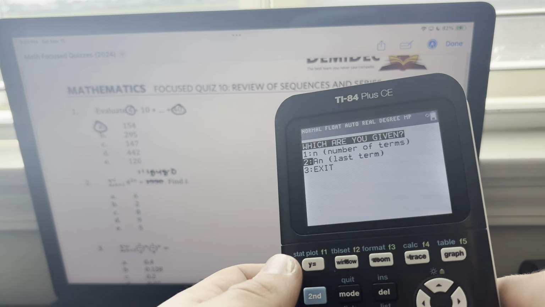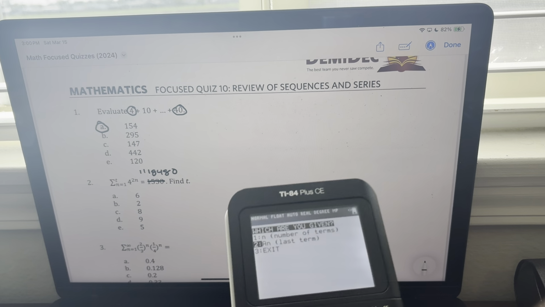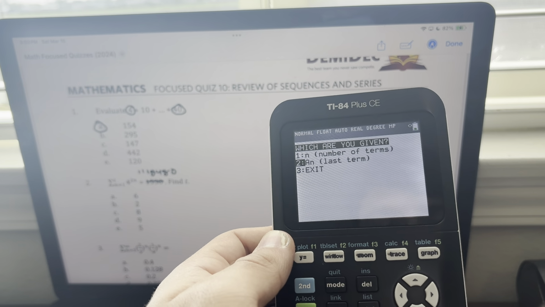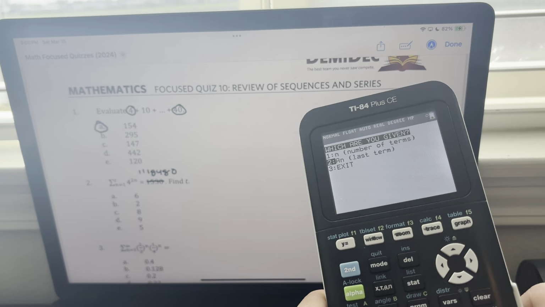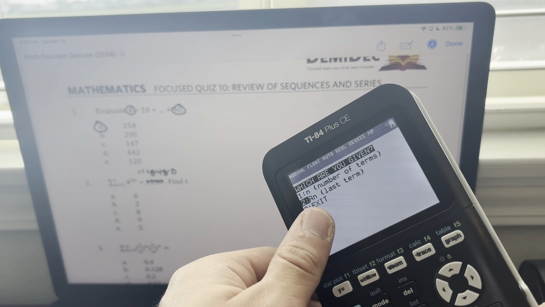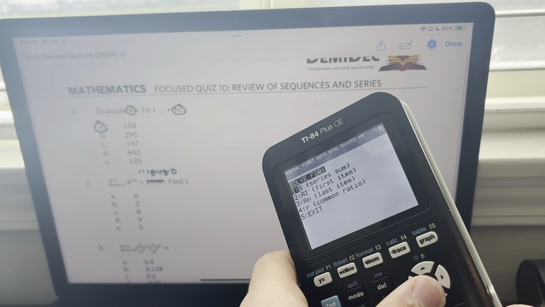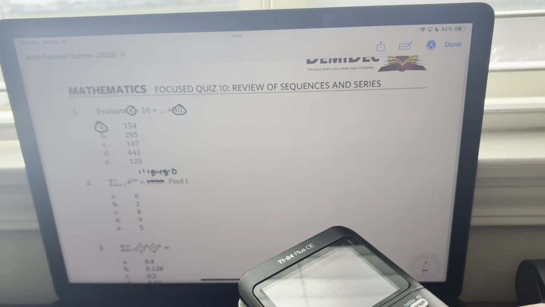And you're going to want to say that you are given the last term, when in reality, you aren't, but it will ask you later. So you click number of terms because you're trying to find the number of terms. So you click the last term, and then you're going to say that you solve for the last item.